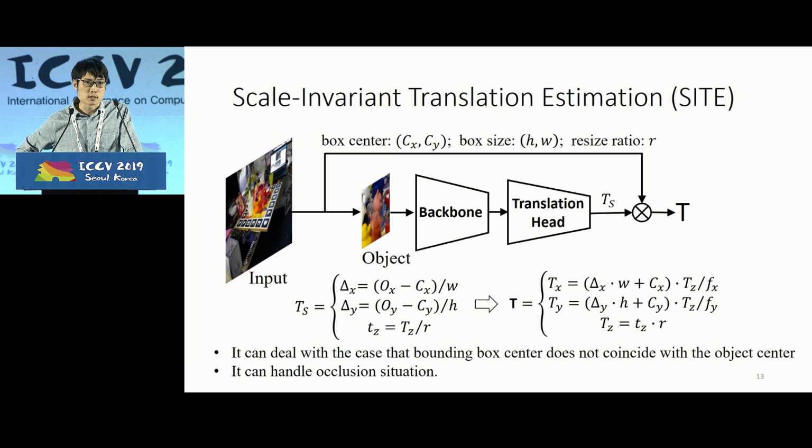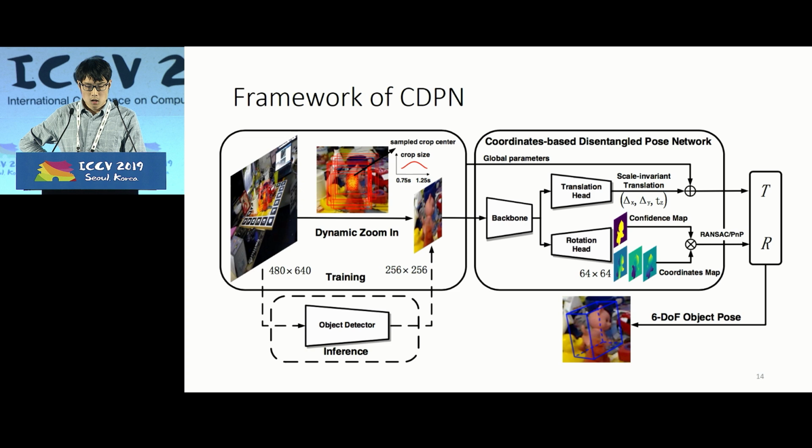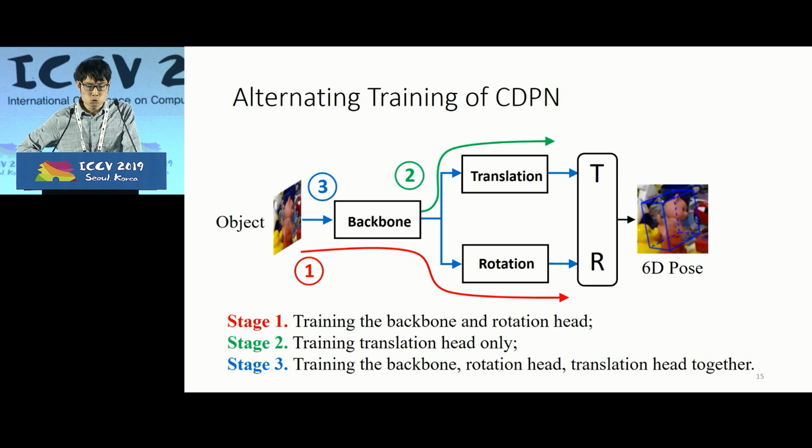In our entire framework, we merge the backbone of the rotation part and the translation part for efficiency. We found that the rotation part is very difficult to train, so we first train the backbone with the rotation part, and then we fix the backbone and only train the translation part. Finally, we fine-tune all of them together. Here we show the detailed architecture.